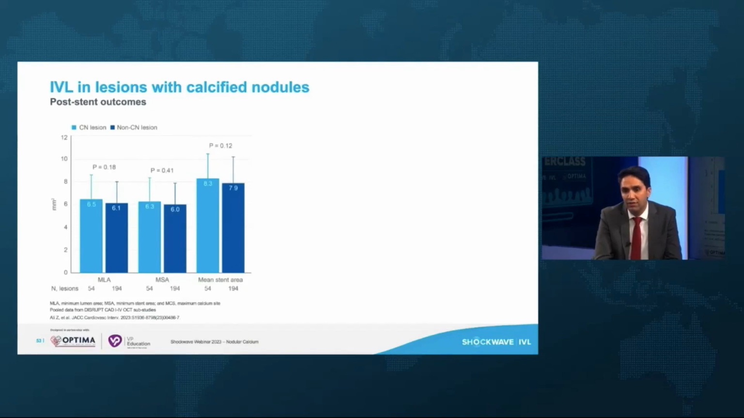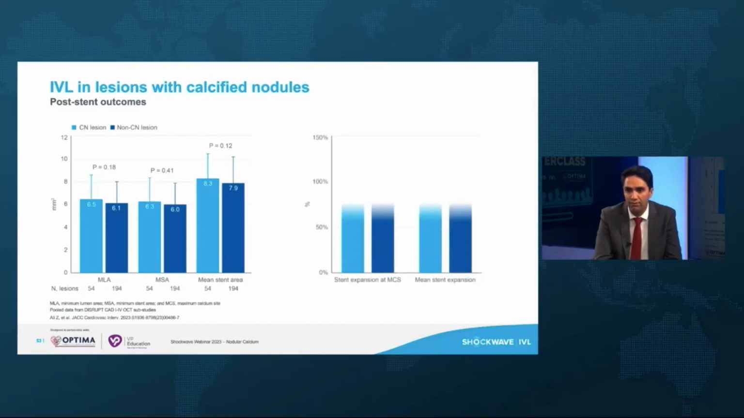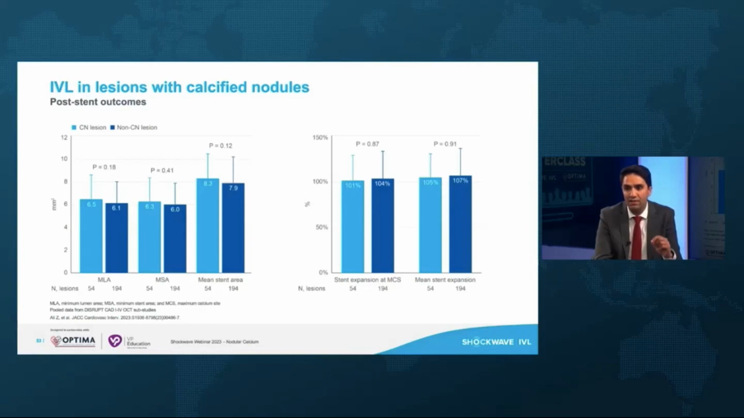So here's the meat of the story, and that is that despite whether or not there was a calcified nodule in the lesion, the minimal lumen area, minimal stent area, and mean stent area in patients with calcified nodules compared to non-calcified nodules was actually very similar. And when we look at stent expansion at the maximum calcified segment and the mean stent expansion, there was no difference between the two groups. This is the first clinical data available which shows that any calcium modification technology actually has equivalent outcomes whether or not there is the presence of a calcified nodule.